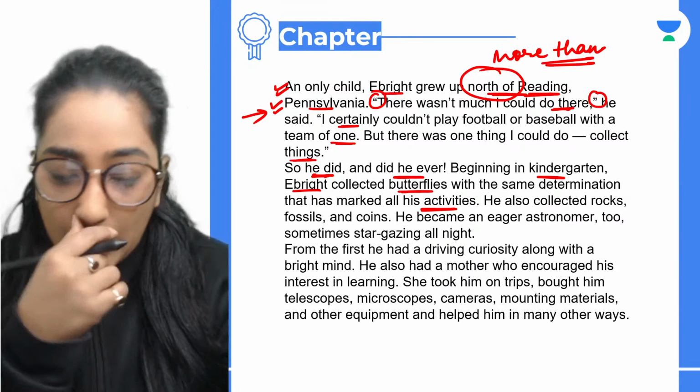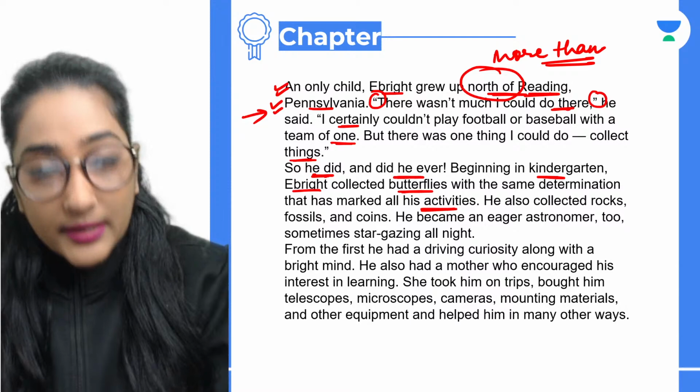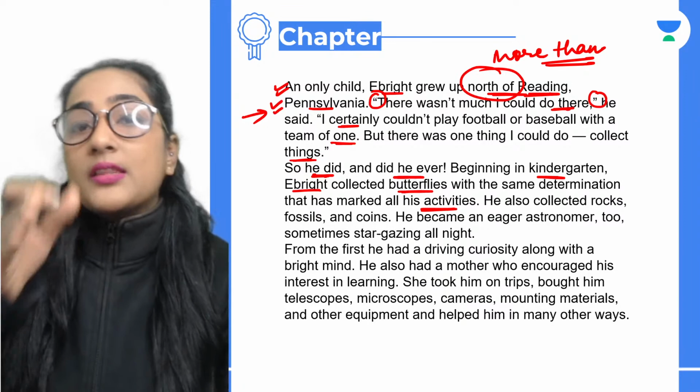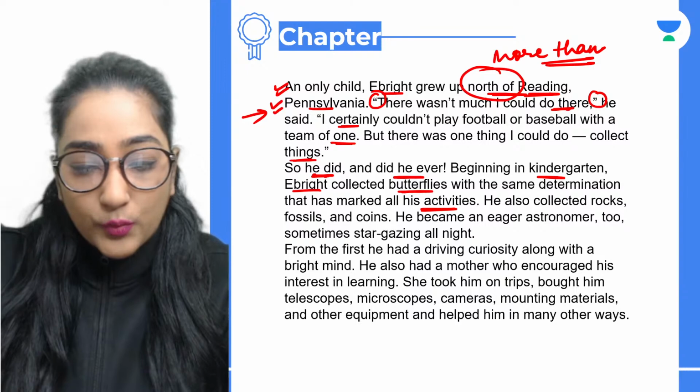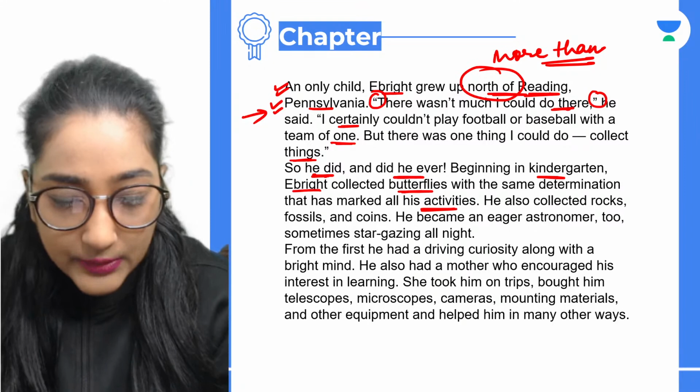Reading, guys. North of Reading, yeah, you're right about that. It's a place that we are talking about. This place, like Pennsylvania, was to the north of Reading. Reading here refers to one of the places that we are talking about. Okay, that is what it means. I hope that's clear to everybody. I hope that's making sense.